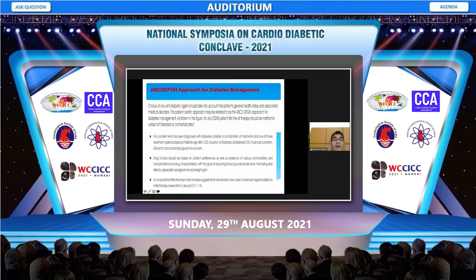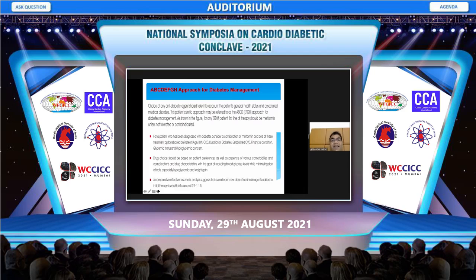We decided that the choice of an anti-diabetic agent should take into account the patient's general health status and associated medical disorders. The patient-centric approach may be referred to as the ABCDEFGH approach for diabetes management. We will show you the therapeutic circle. For a patient who has been diagnosed with diabetes, consider a combination therapy of metformin and one of these treatment options based on A for age, B for BMI, C for CKD, D for duration, E for established CVD, F for financial condition, G for glycemic status, and H for hypoglycemia concern.